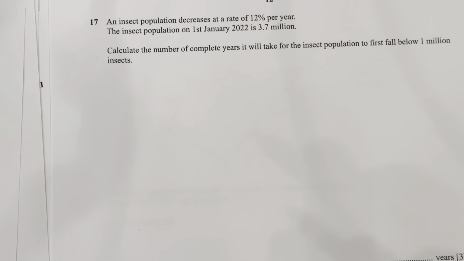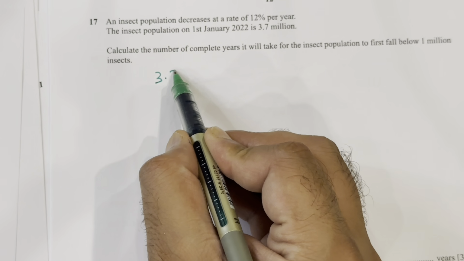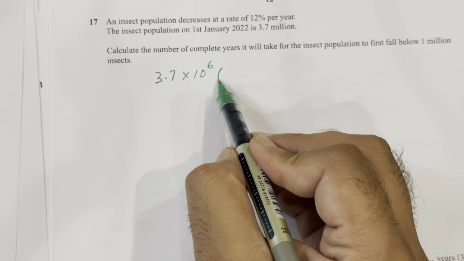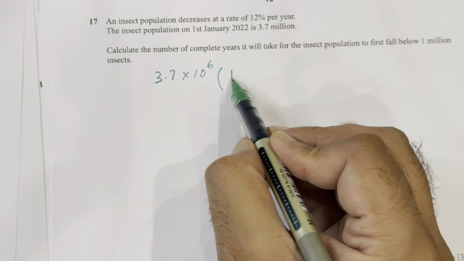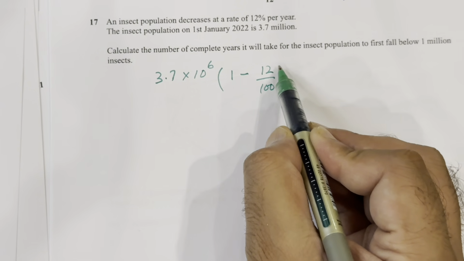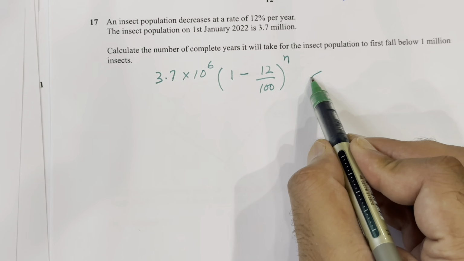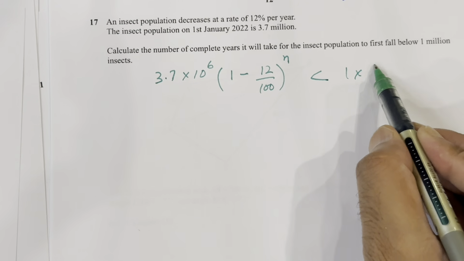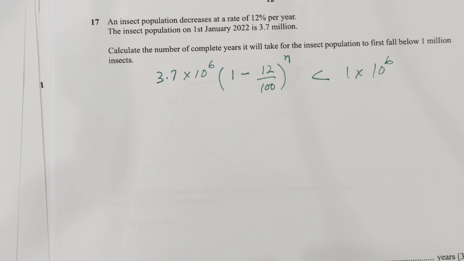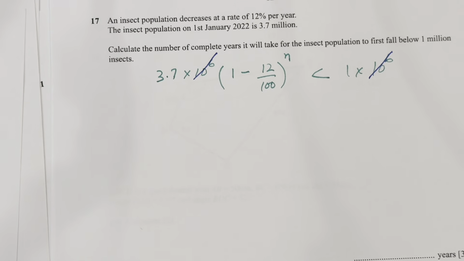First, we know that we have the population of 3.7 million, millions being 10 raised to power 6, and it is decreasing at the rate of 12%, so 1 minus 12 by 100. We need to find in how many years it would be less than 1 million, 1 into 10 raised to power 6. So we're gonna cancel 10 raised to power 6 from both sides.